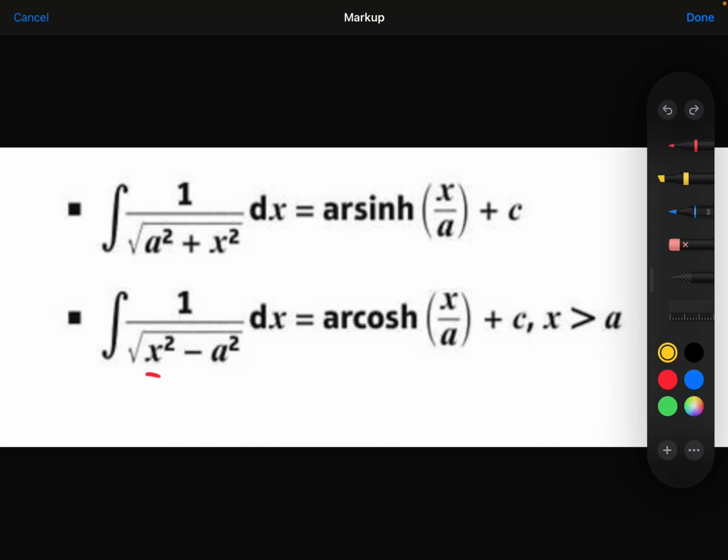x over a. So these are two standard results that we now know. And in fact, they are more generalized versions of the ones we saw in the previous video. We saw that if a was a 1 here, then we just got arsinh x. Or if a was a 1 here, then we got arcosh x. So these are more generalized versions of the results we saw in the previous video.